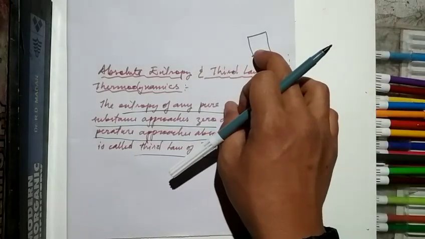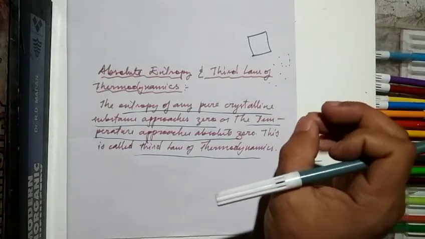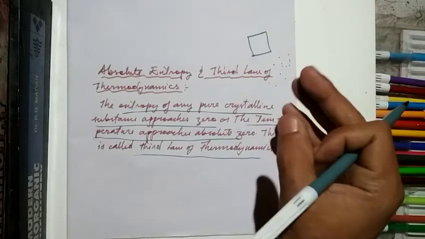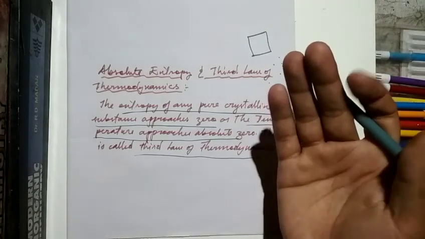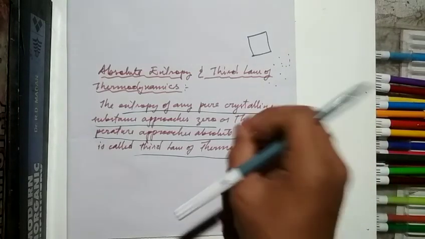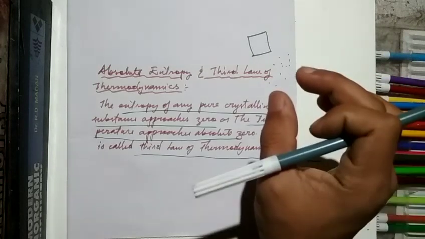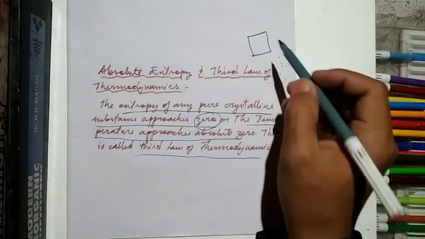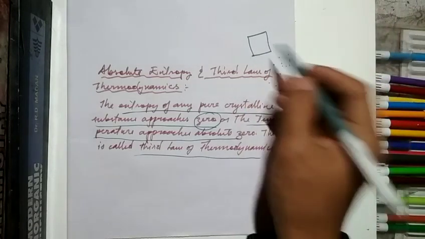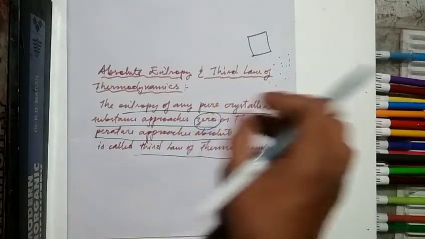So for a crystalline substance, when the temperature approaches absolute zero, meaning the lowest possible temperature, the entropy will approach zero. But for a gas, the entropy will be highest. So this is the third law of thermodynamics.